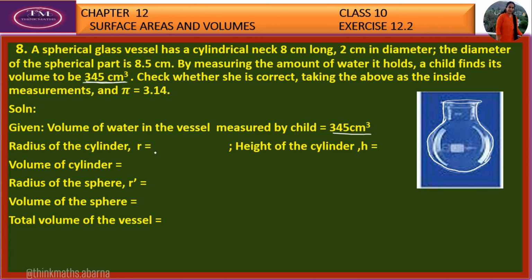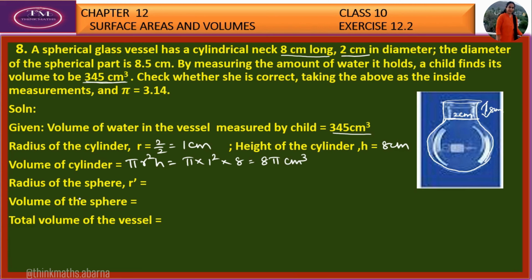Now what is the radius of the cylinder? The cylinder is 8 centimeter long and 2 centimeter in diameter. So for this cylinder, the diameter is 2 centimeter, so radius will be 2 by 2, which is 1 centimeter. Height means its length, which is given as 8 centimeter. So height of the cylinder, h, is equal to 8 centimeter. So volume of the cylinder is nothing but pi r square h. So pi into 1 square into 8. So it means 8 pi centimeter cube.